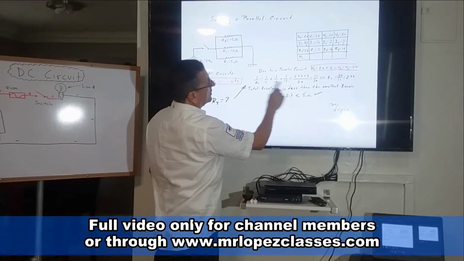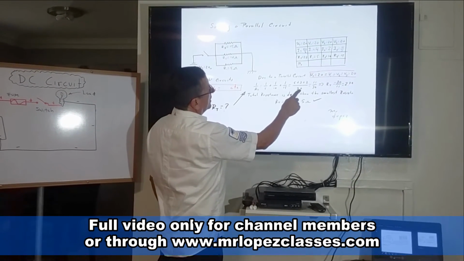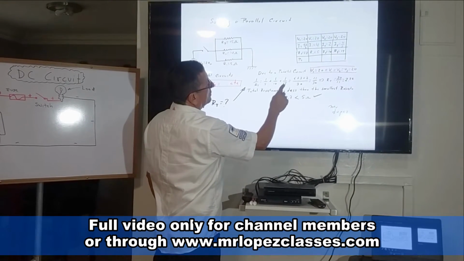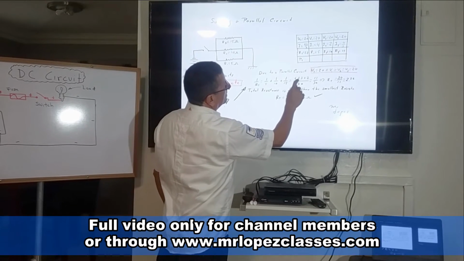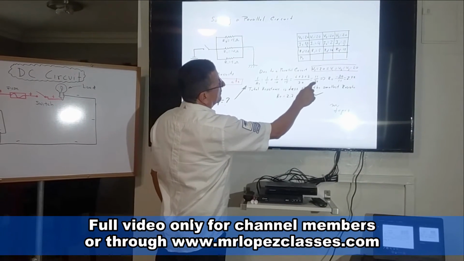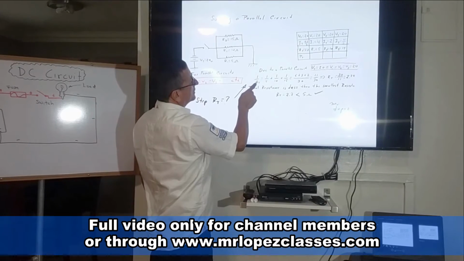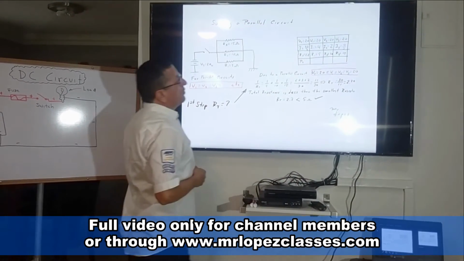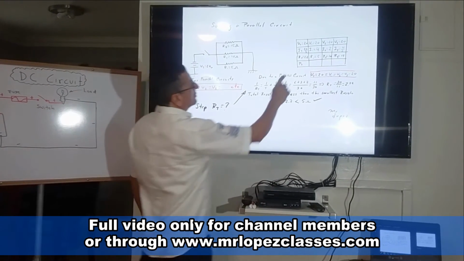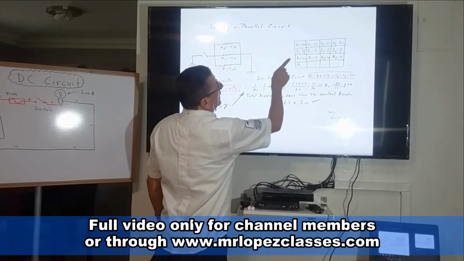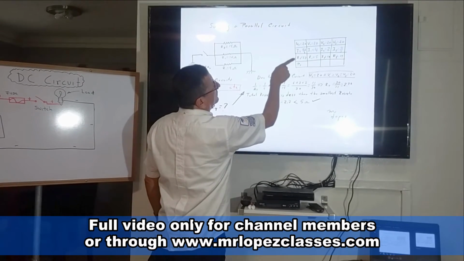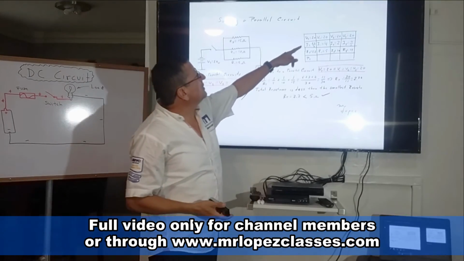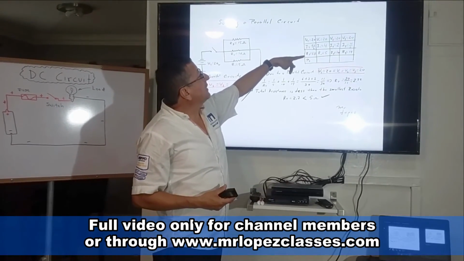Okay, now the least common denominator is 30. 30 divided by 5 is 6, 30 divided by 10 is 3, 30 divided by 15 is 2. 6 plus 3 plus 2 is 11, so 11 divided by 30 is equal to 1 divided by RT. RT is 30 divided by 11, which is 2.72. What is the meaning of that? The total resistance is 2.72. Right now, I know the total voltage and the total resistance, so I can find the total intensity. The total intensity will be the total voltage divided by 2.72.